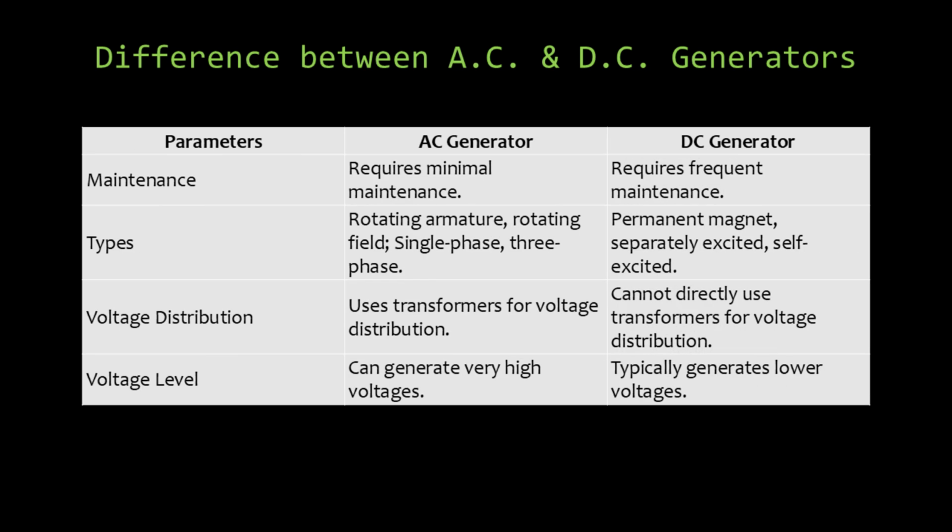Digging deeper into the differences, AC generators excel in voltage distribution. They can easily use transformers and generate very high voltages. In contrast, DC generators face limitations in distribution and typically generate lower voltages. Maintenance-wise, AC generators require minimal upkeep, while DC generators need more frequent maintenance. The types also differ. AC generators can be rotating armature or rotating field, single-phase or three-phase, offering more versatility in design and application.